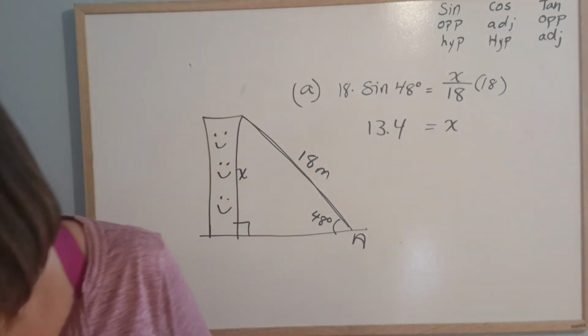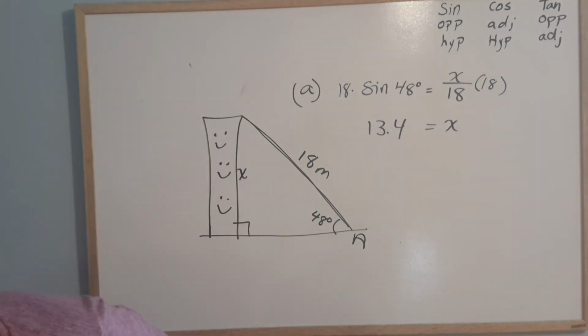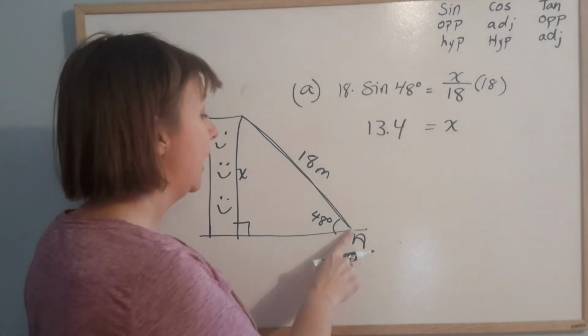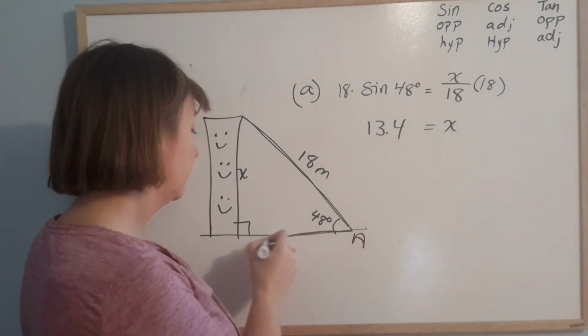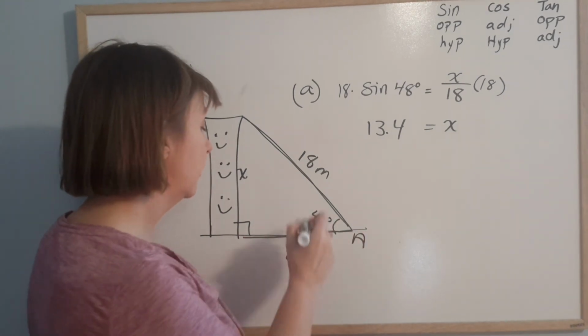Second question that they have is how far from the anchor point to the bottom of the totem pole? So they want to know this. So let's give it a different letter. Let's call it Y.